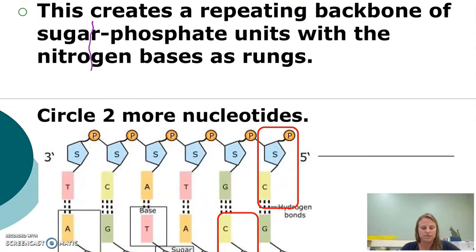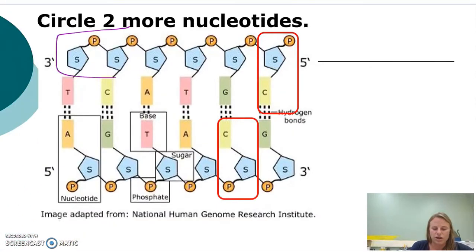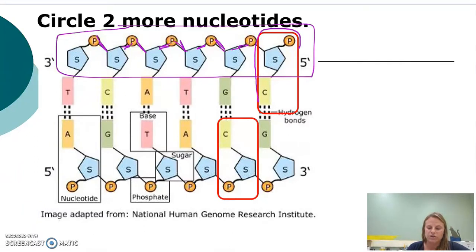So here is my phosphate sugar backbone, where these bonds between my phosphates and my sugars are my phosphodiester bonds. If I were to circle an entire nucleotide, I would include my phosphate, my sugar, and my nitrogenous base.